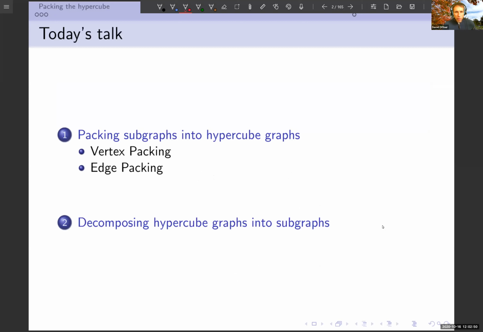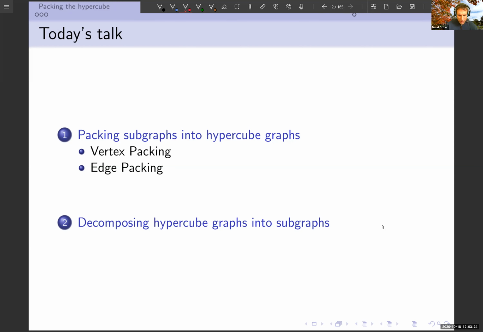In the first half, they all have the same flavor. Basically, what we want to do is take some fixed subgraph and see how densely we can pack copies of it into a hypercube. So in the first part, I'll talk about vertex and edge packings. And then in the second half, I'll talk about decompositions, where we'll want to ask which subgraphs we can perfectly partition the vertex set or edge set of a hypercube into copies of that fixed subgraph.